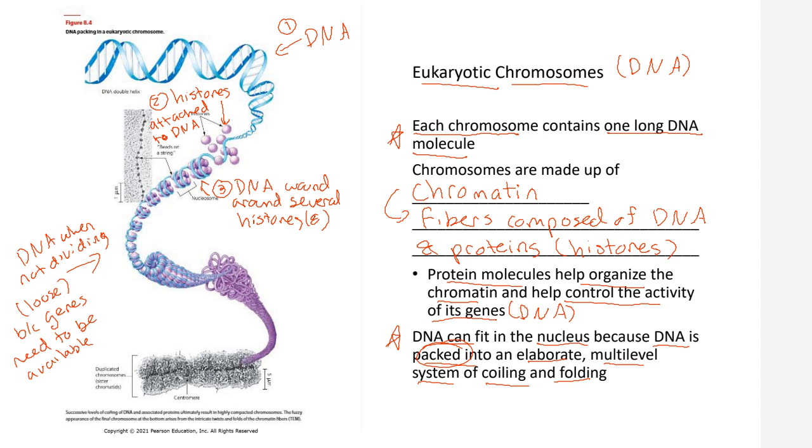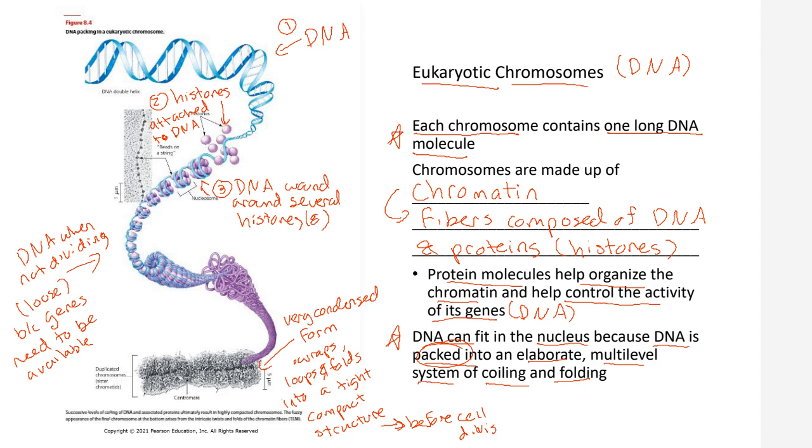Okay? But what happens when the cell is about to divide, then the DNA has to condense, all right? And this part here is going to be the very condensed form of chromatin, all right? We're going to see a lot of wraps, a lot of loops, a lot of folds and folds, okay? Into something called a tight, compact structure. Okay, and this is going to be before cell division. We call this, the DNA is going to be very condensed.